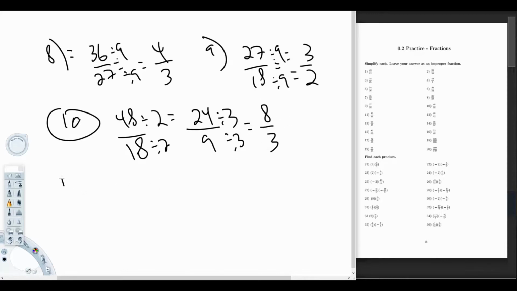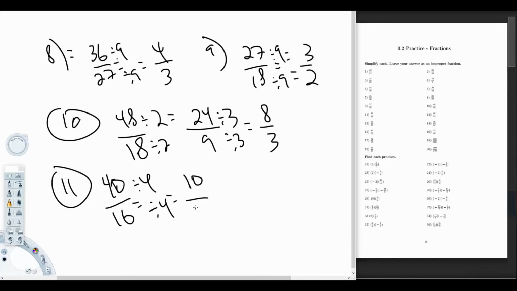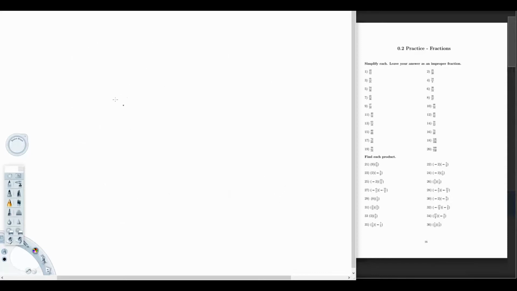Number 11. 40 over 16. So 40 is a multiple of 4, and 16 is a multiple of 4. Let's see what we get. 10 over 4. Oh, that's good. So divide by 2, we have 2 even numbers. Right away we know we can do it. So 10 divided by 2 equals 5 over 2. Yeah, that looks good. Which one did I just do? 40 over 16. So now we're going to do number 12.